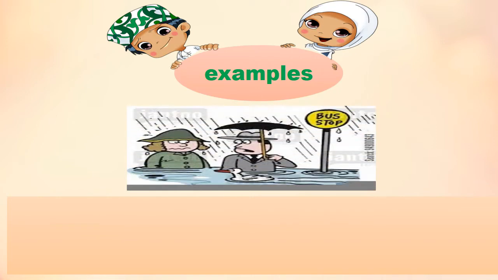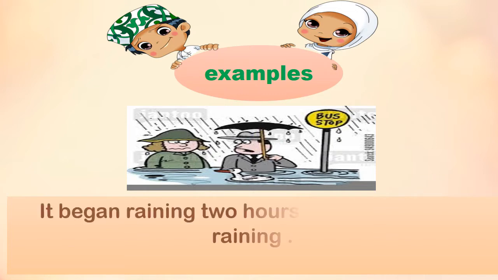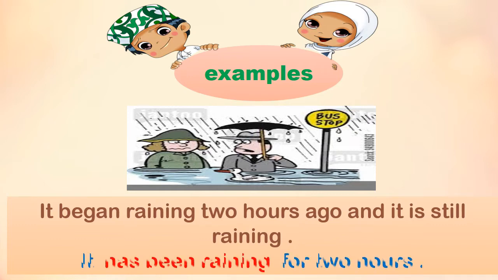Examples. Look at this picture. It began raining 2 hours ago and it is still raining. So, the sentence: it has been raining for 2 hours. This is the subject, it, has been raining, the verb in present perfect continuous, for 2 hours.